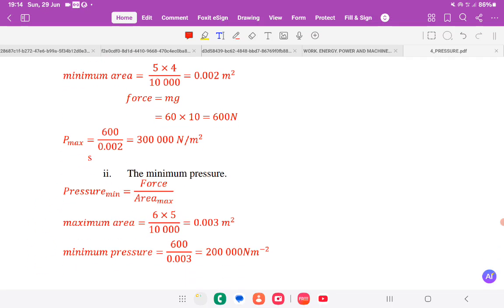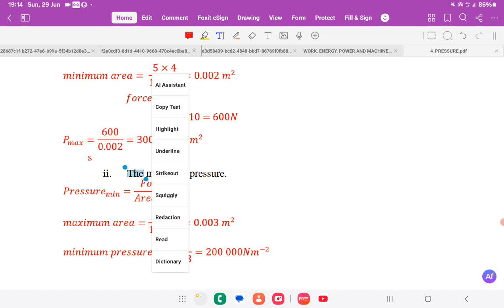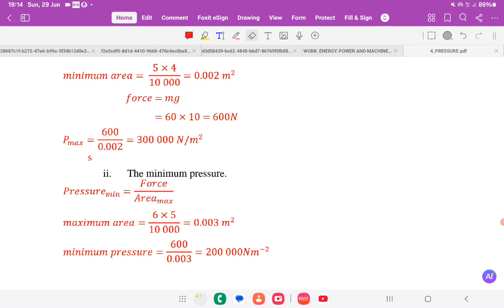Similarly, you will do the same thing if you are asked to calculate minimum pressure. Minimum pressure is obtained when you divide the force by the maximum area. Minimum pressure is simply force divided by maximum area. So in this case, we shall look at the maximum area.